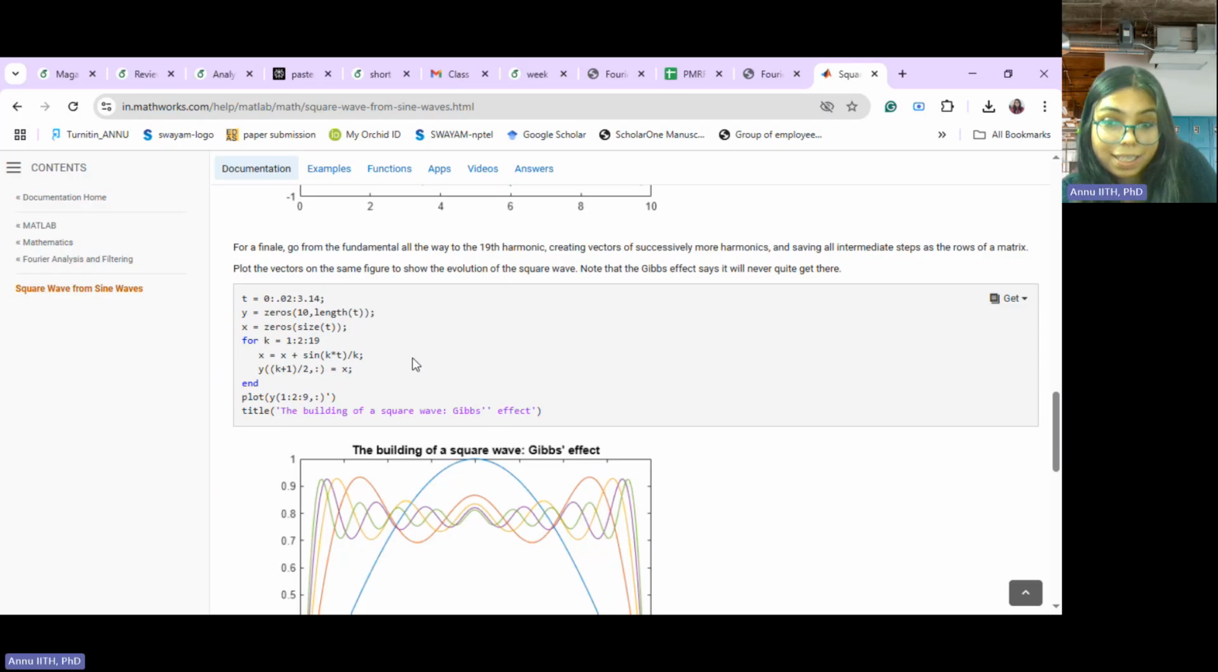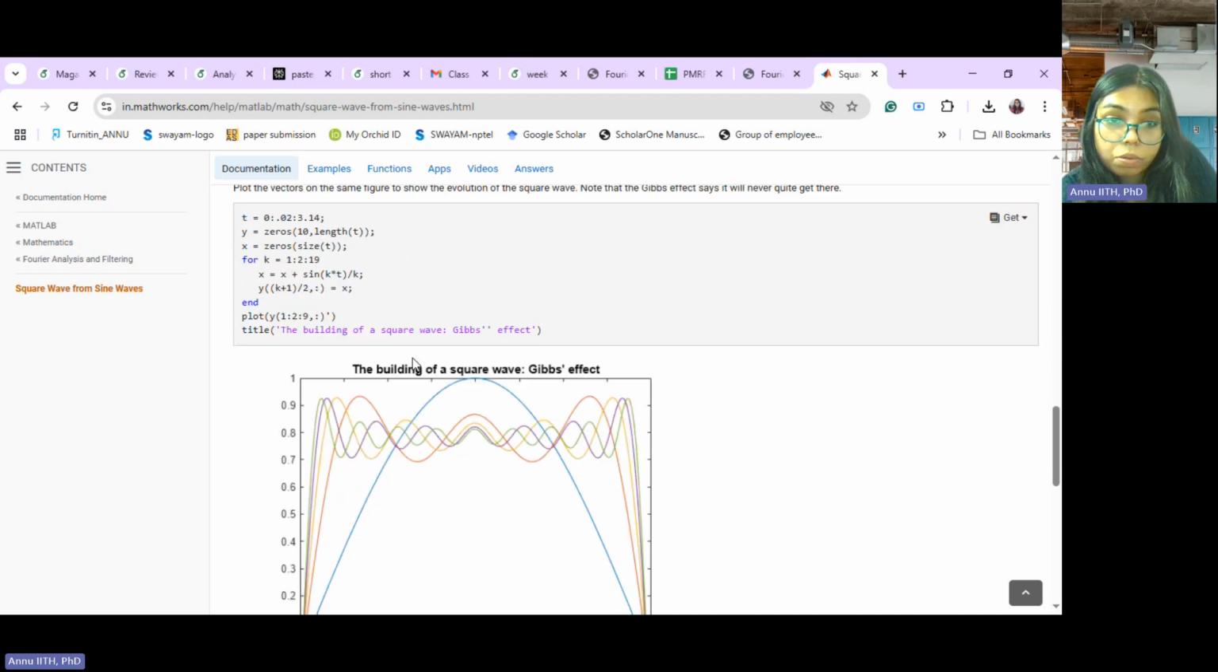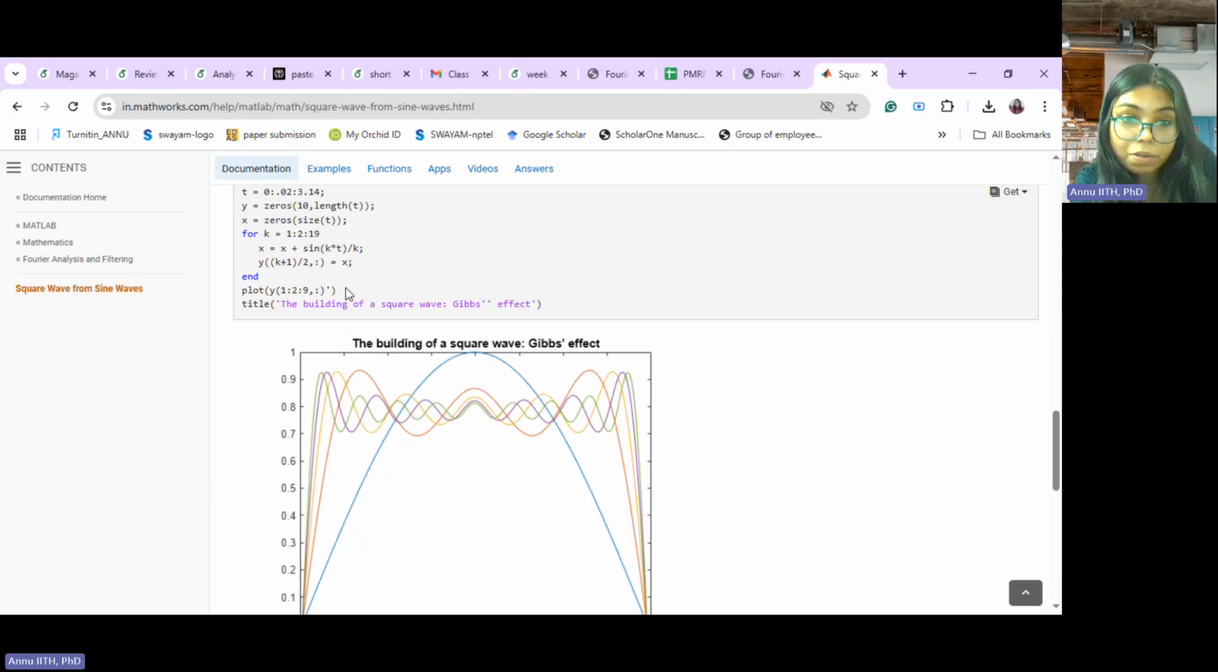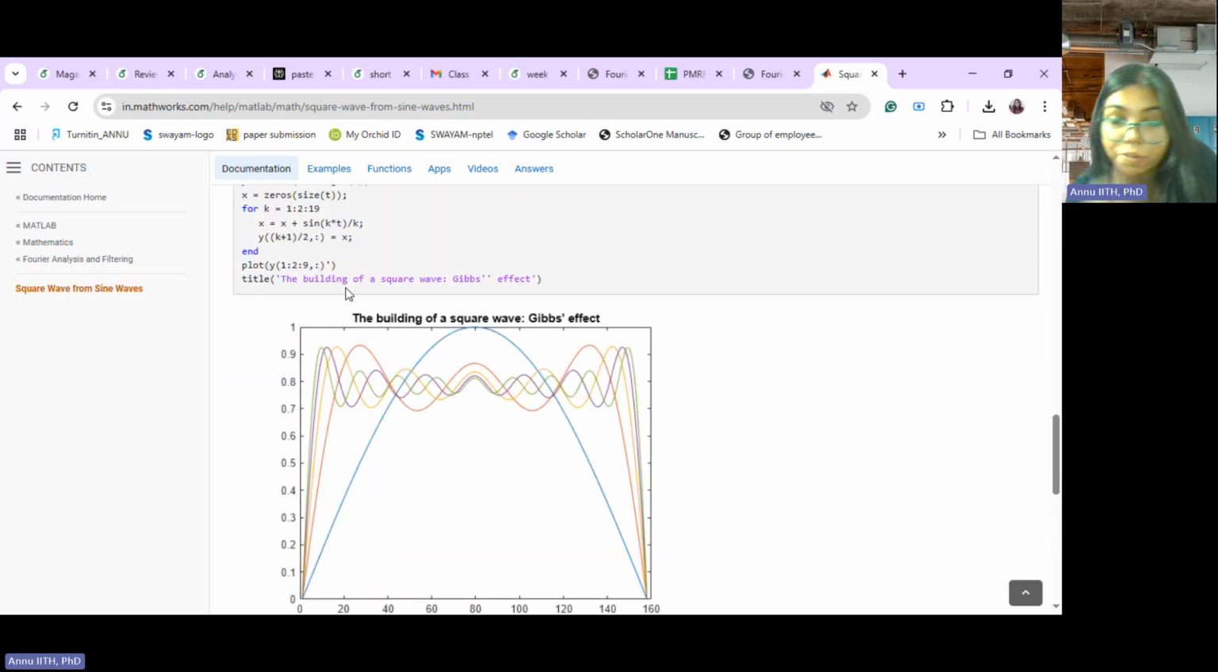Note that the Gibbs effect says it will never quite get there. Okay, Gibbs effect, that's very strange. So t is 0 to 0.2 to 3.14. Then y equals zeros(10, length of t), x equals zeros of size t. For k equals 2 to 19, x equals x plus sin(kt) by k, and y(k+1) equals x. Plotting y here, with the title 'the building of square wave, that is Gibbs effect'. So this is what it is showing.